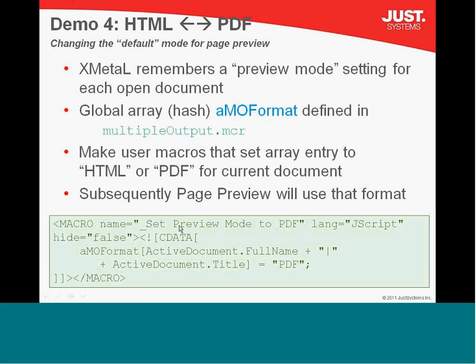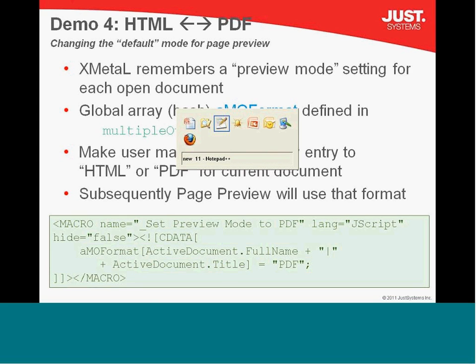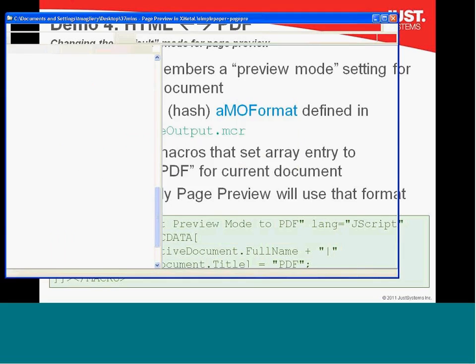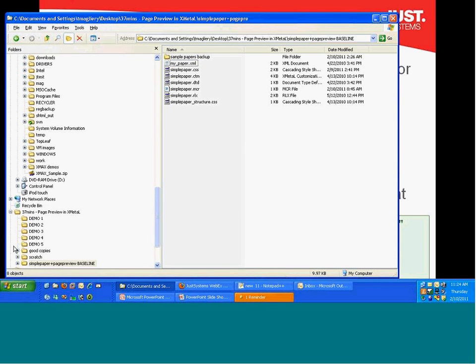And so I have a macro called set preview mode to PDF, which is going to allow me as the user to assign PDF to be my default output type. And I'm going to have another one which does the same thing for HTML. So let's go do that now.